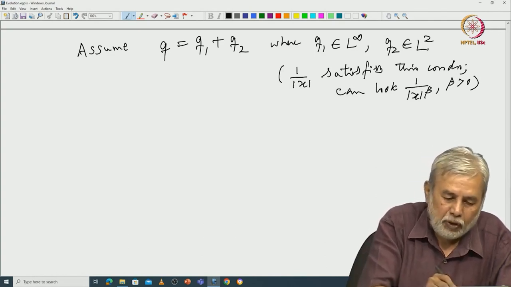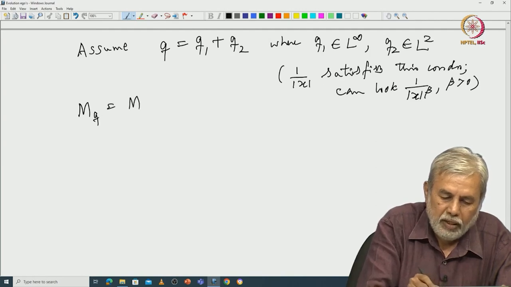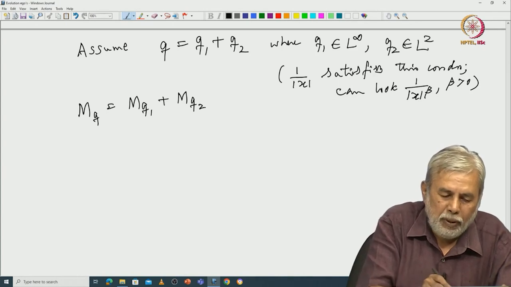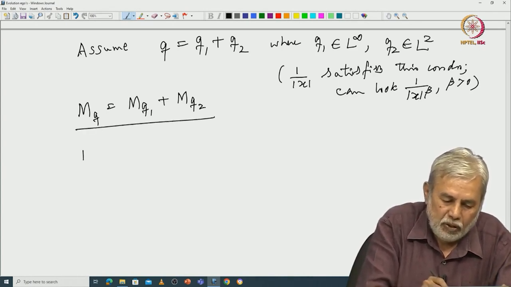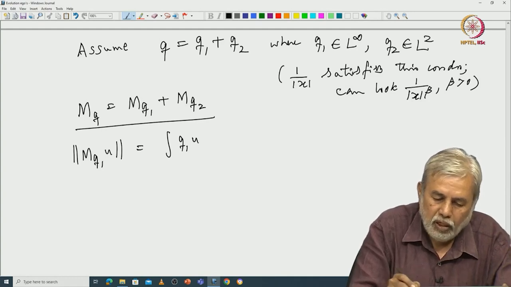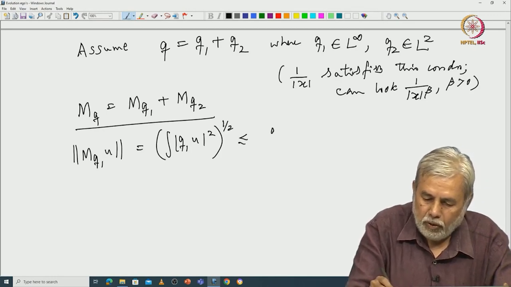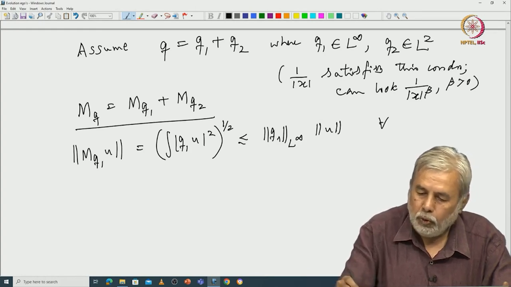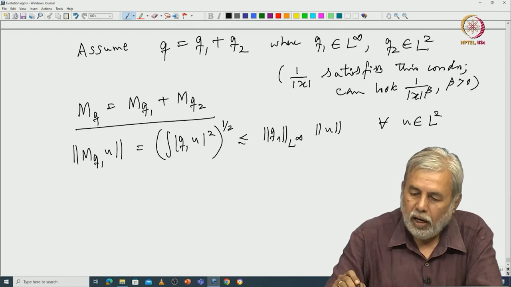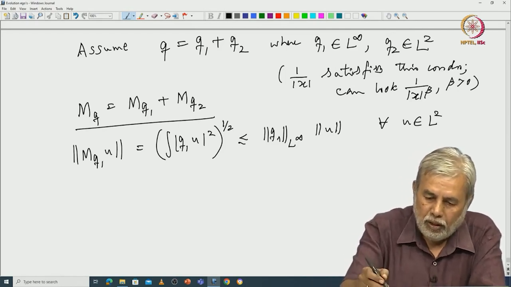So, this m q now becomes m q 1 plus m q 2. Okay. So, when q 1 is bounded, just look at this m q 1 u in L2. This is nothing but the L 2 norm of q 1 u to the half, and that is at most the L infinity norm of q 1 times the norm of u, for all u in L2. So, in particular for u in H2. Okay. So, there is no problem for the bounded part.